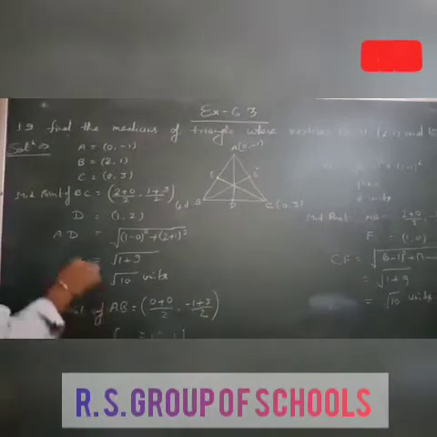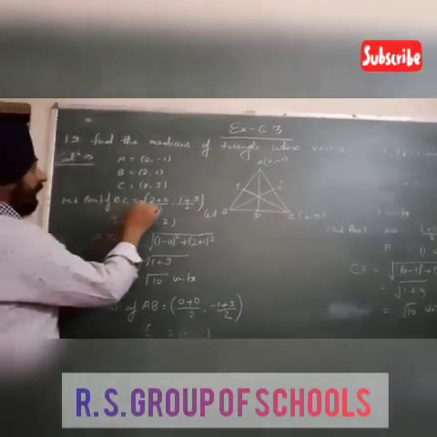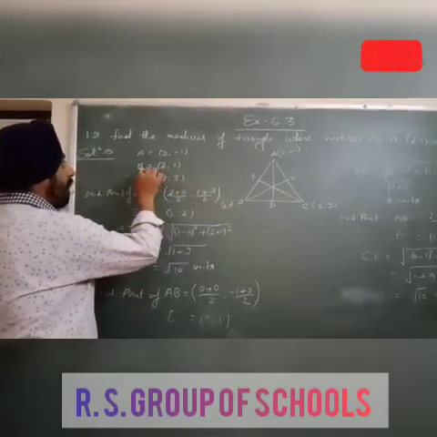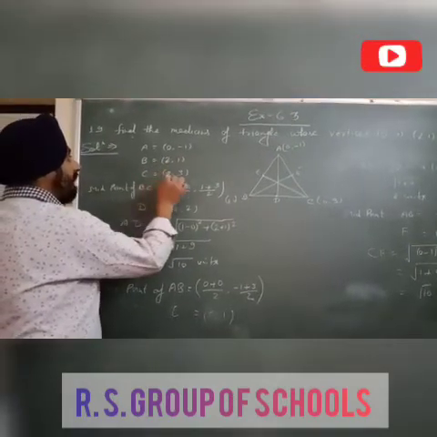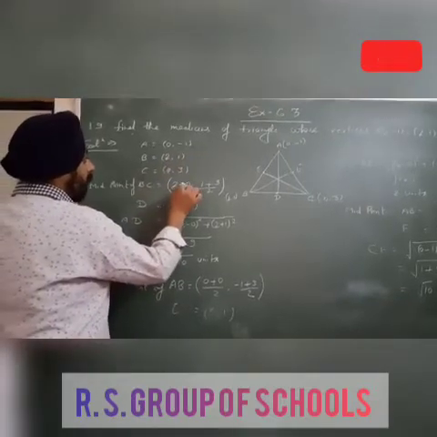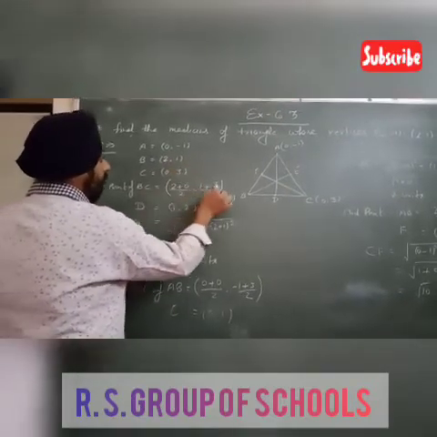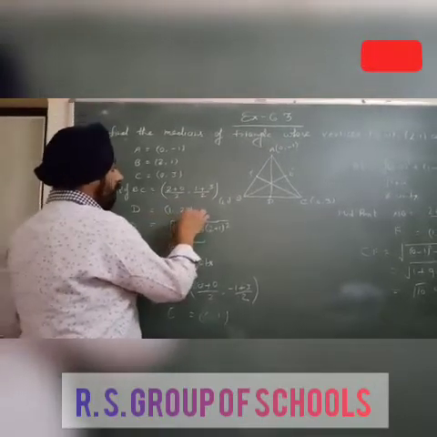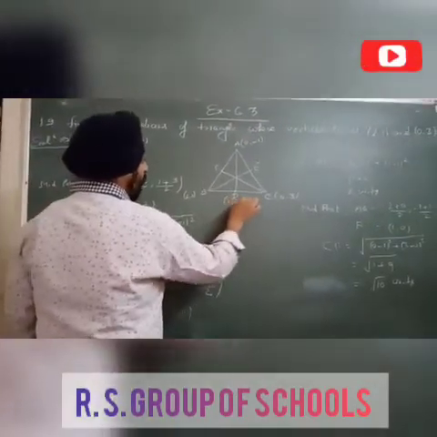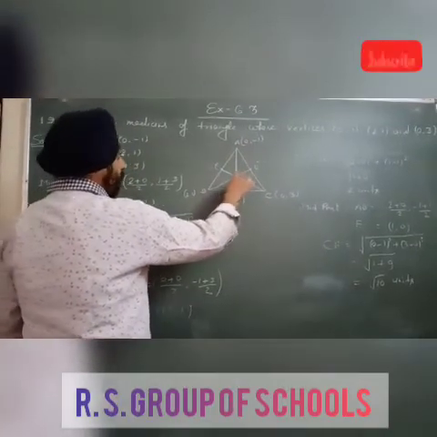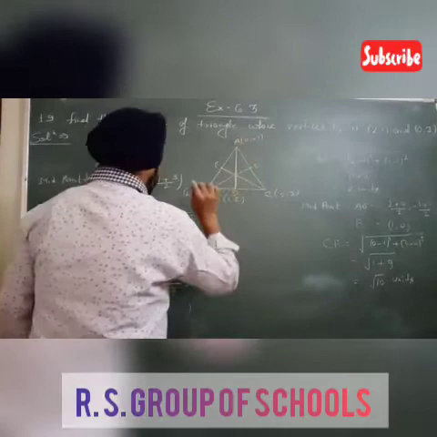In this way we find the midpoint of BC. We let point B be (x1, y1) and point C be (x2, y2). Then (0 plus 2) by 2, (1 plus 3) by 2 gives (1, 2). So D is (1, 2). Now we have two points A and D, and we find the distance between points A and D, that is, the length of median AD.